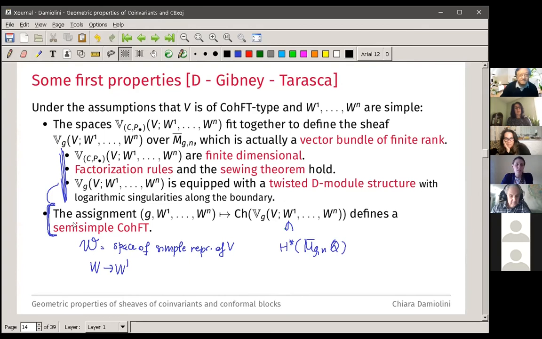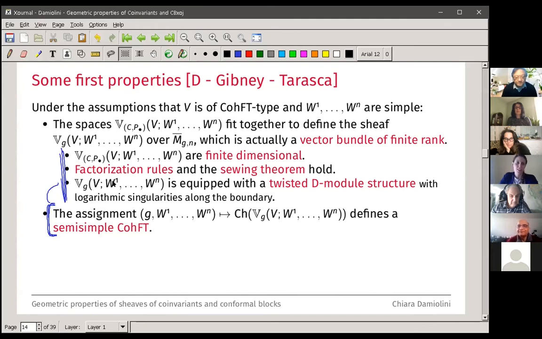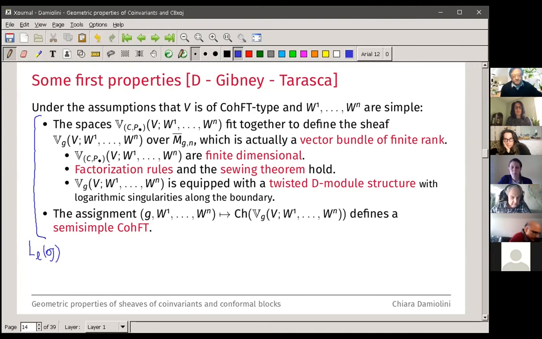Okay, so now one property. Let me erase this because I need a little bit of space down here. All these properties here are known when we start with the vertex algebra associated with the affine algebra of positive level. But there are some other properties that we know to be true in this case and that have been useful for algebraic geometers.